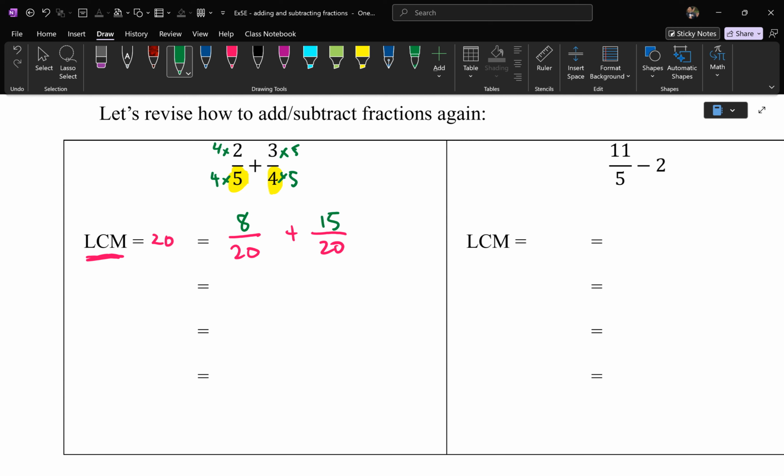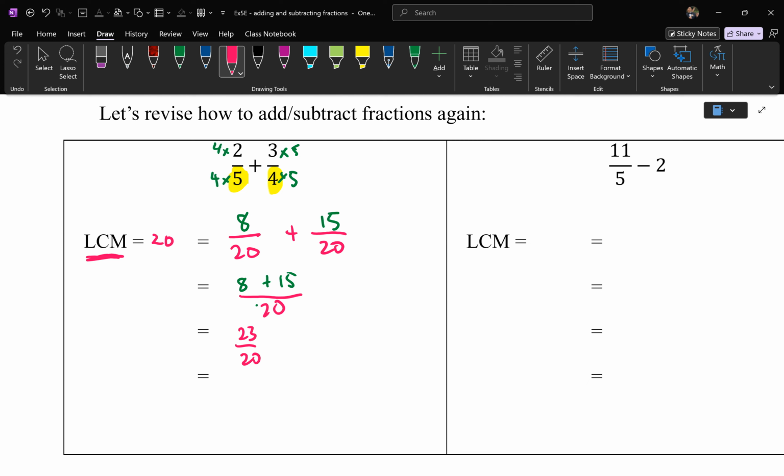Now the denominator is the same. You can say, how many of these 20ths do you have? You have 8 plus 15 of those 20ths. You don't add the 20s. It's not out of 40, okay, because we don't have 40ths. We have 20ths. So together, 8 plus 15 gives you 23. So you should have 23 over 20.